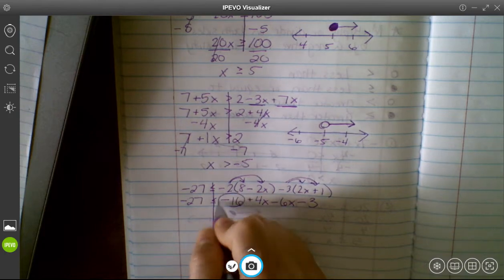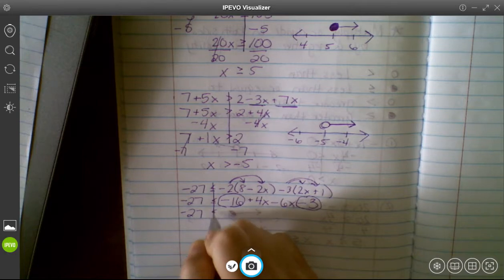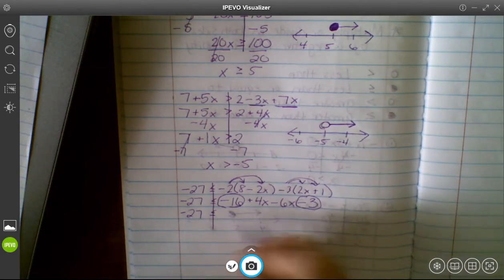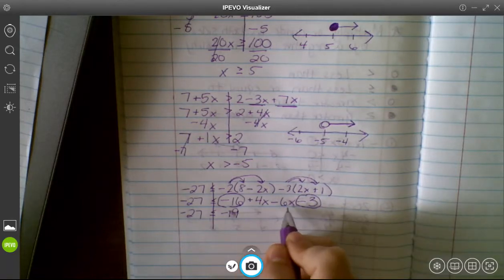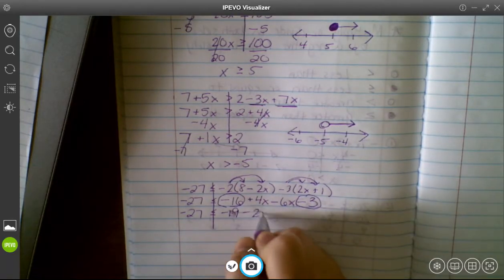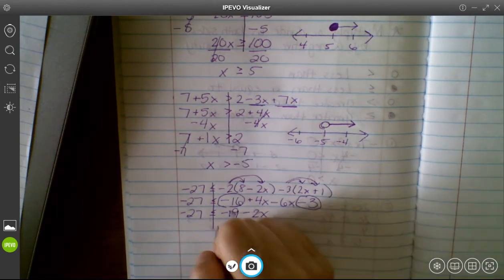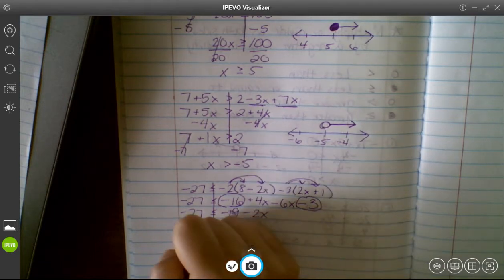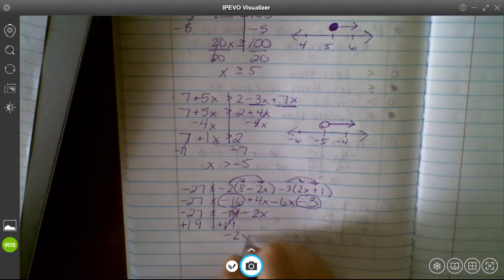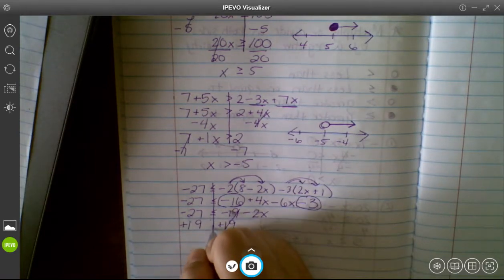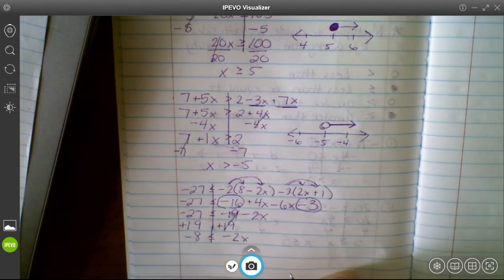I have a negative 16 and a negative 3. So rewrite the left side, negative 27. So negative 16 minus 3 is negative 19. And then I have positive 4x minus 6x gives me negative 2x. Okay, so since there's no x on this side, I'm going to move the 19. So plus 19. Okay, so these cancel. So negative 27 plus 19 gives me negative 8.